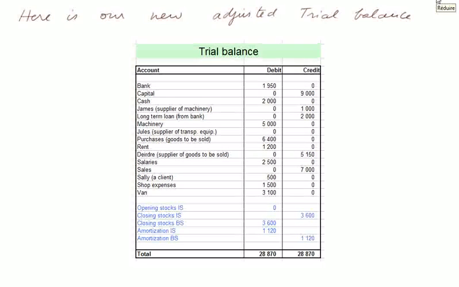So here is our new adjusted trial balance. We had these adjustments for stocks from the previous lessons, and now we have also these two new accounts, which are adjustments for amortization. So this records a consumption of 1,120 euros worth of the van and the machinery, and this is the corresponding credit that will essentially be subtracted from the raw value of the van and the machinery.